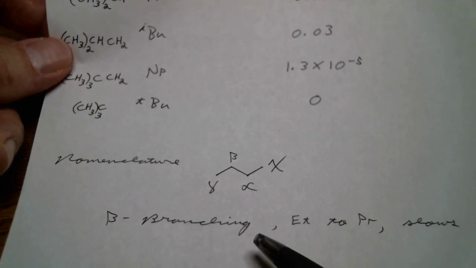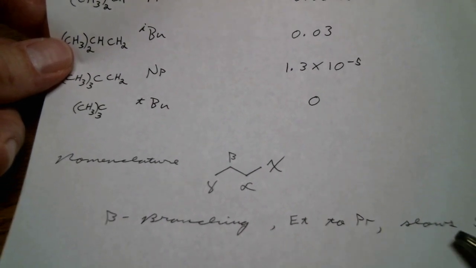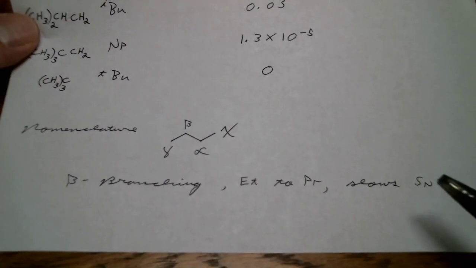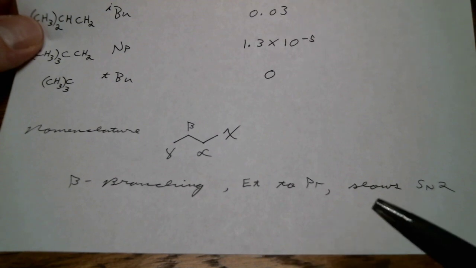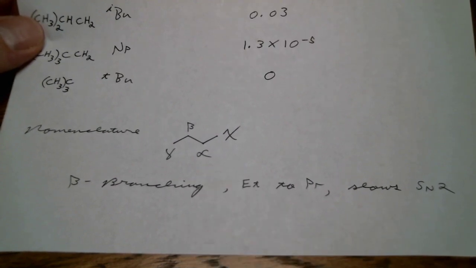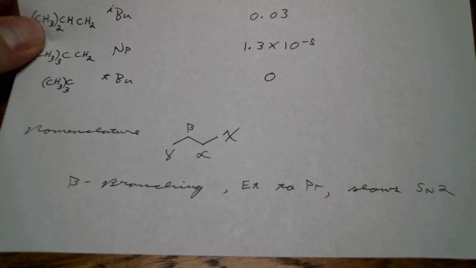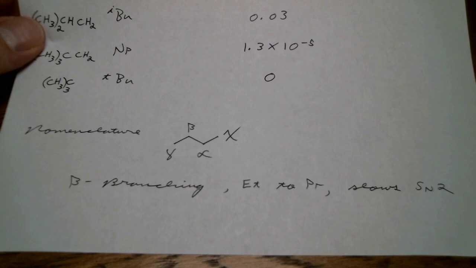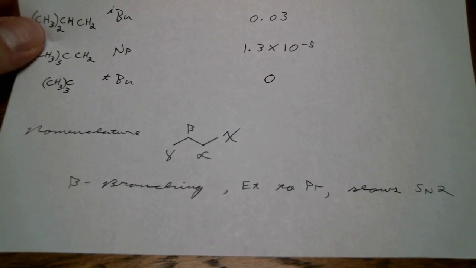Obviously, beta branching, the ethyl to propyl, slows the SN2 reaction. And the more beta branching you have, the slower it gets. Of course, alpha branching is a much steeper slowdown in rate, as you saw going from ethyl to isopropyl to tert-butyl in terms of what happened to the rate.